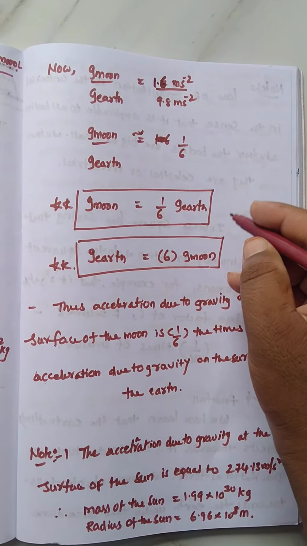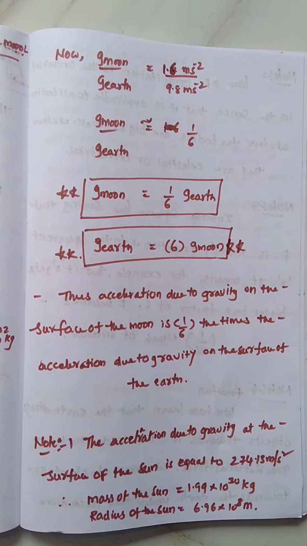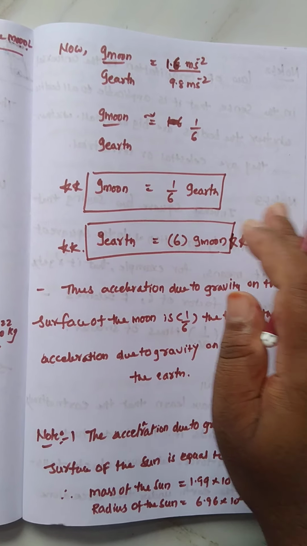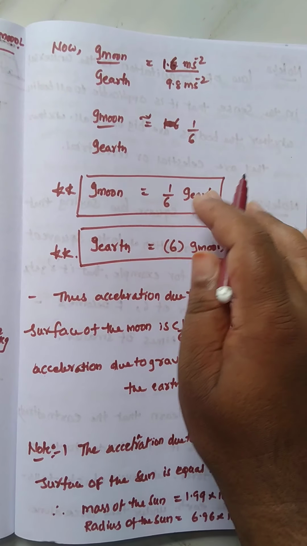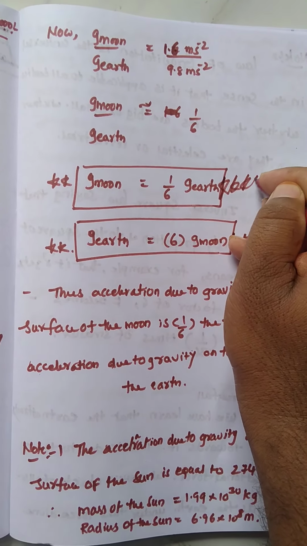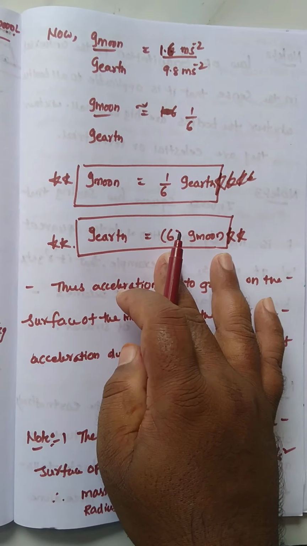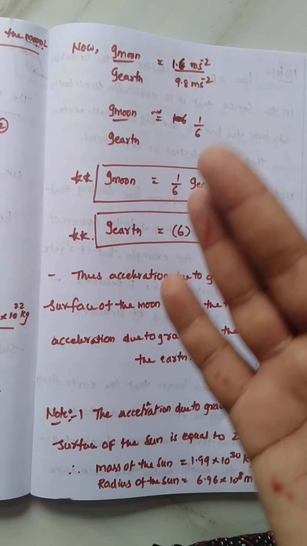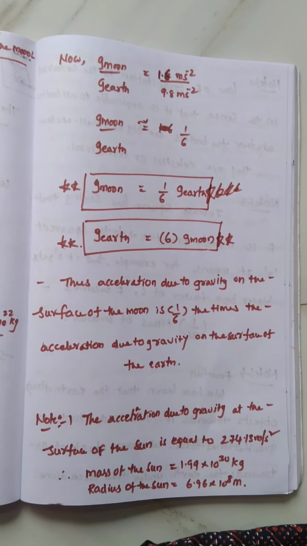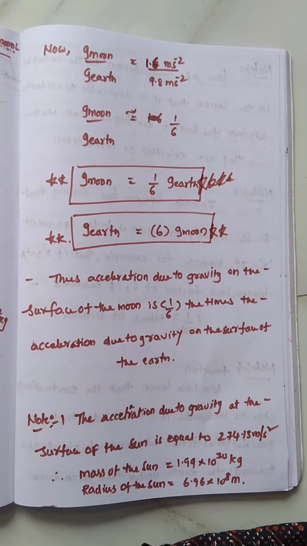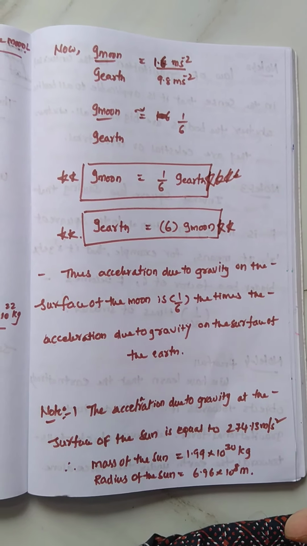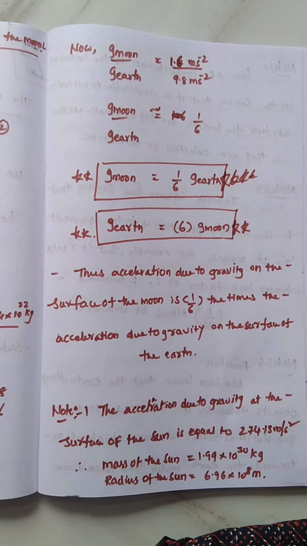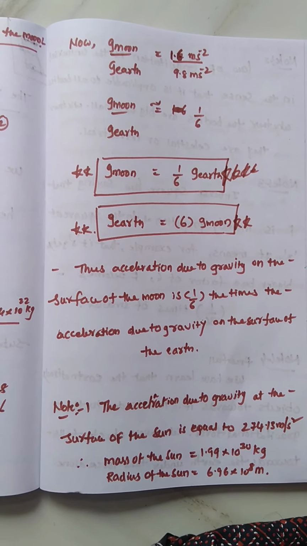This is a very important relation, dear students, so you can remember this value. In competitive exams also they will ask this question. g on moon equals 1 by 6 into g on earth, and g on earth equals 6 into g moon. In higher classes also they discuss this same thing in the gravitation chapter. So just remember these values, and how it comes we also derive. In competitive exams they ask this; I have seen it many times.